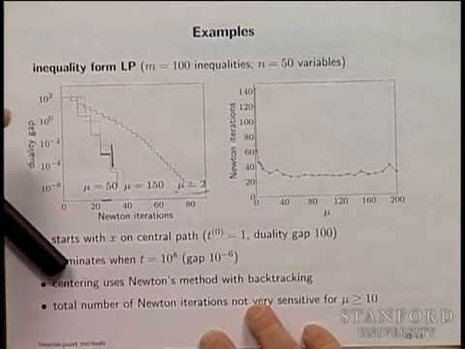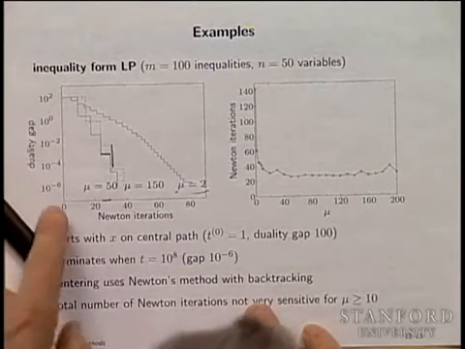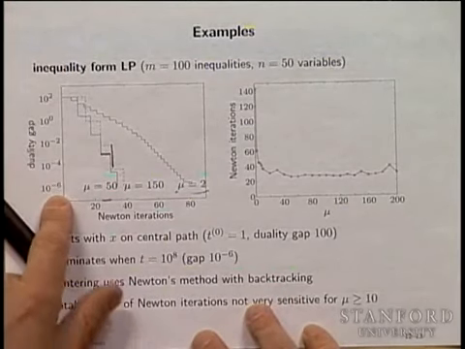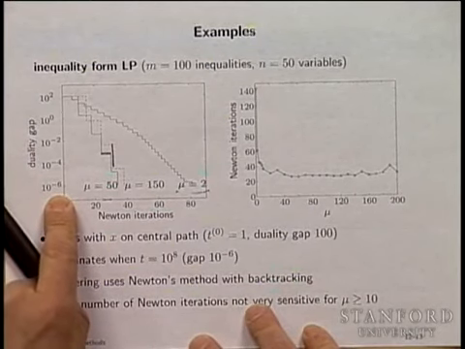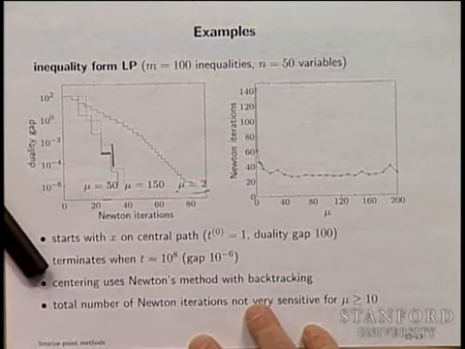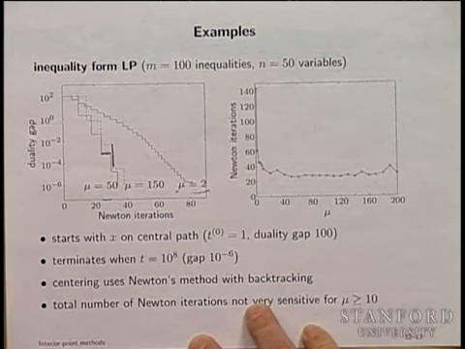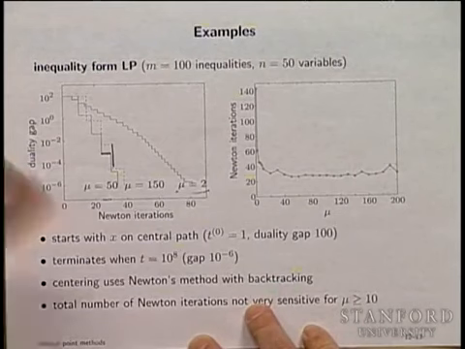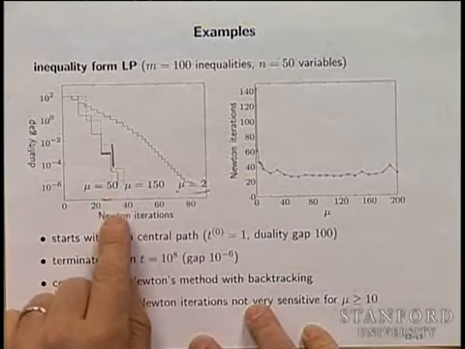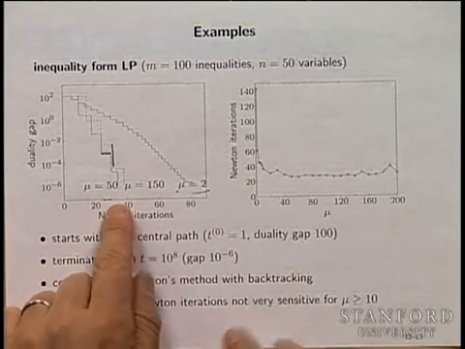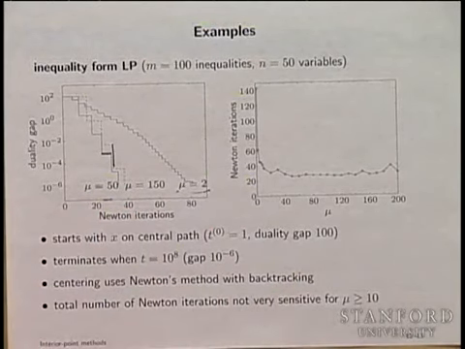Because when you start with a duality gap of 100 and you want to reduce your duality gap, which is your ignorance, by a factor of 10 to the 8, then somehow you have to make progress. You have to do that in some number of Newton steps. And you can see here, at mu equals 50, it's actually down. By the way, that number is like 30-something steps.